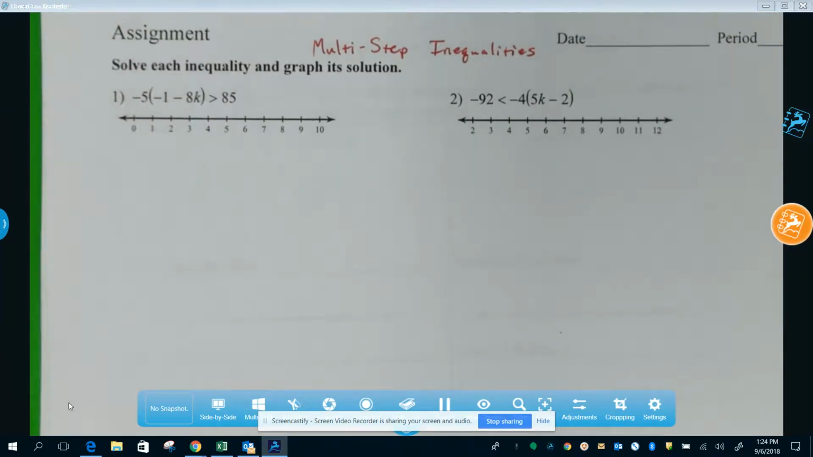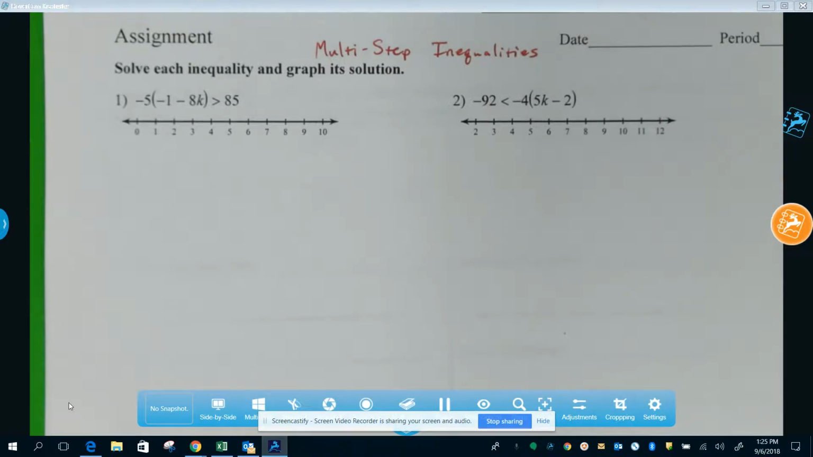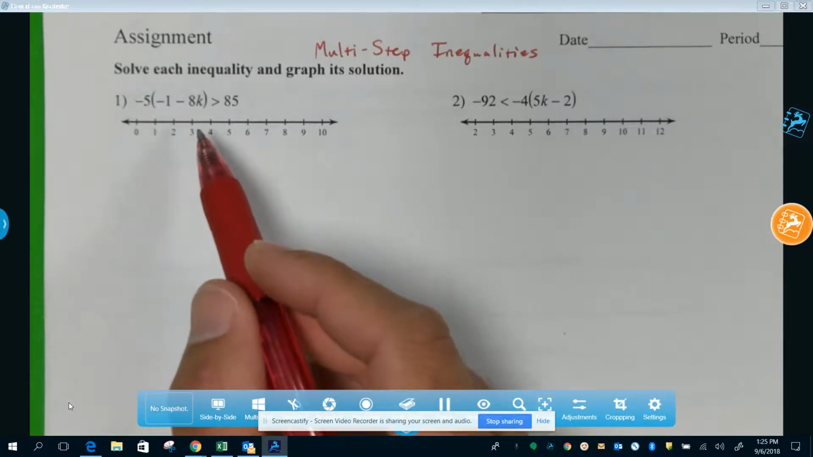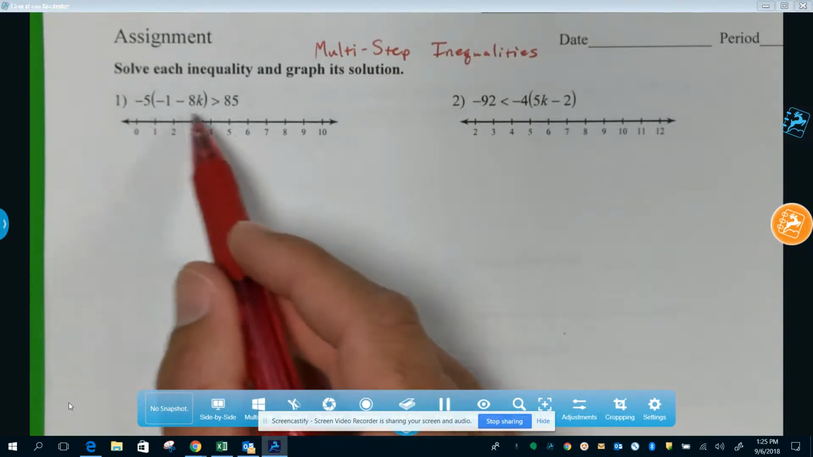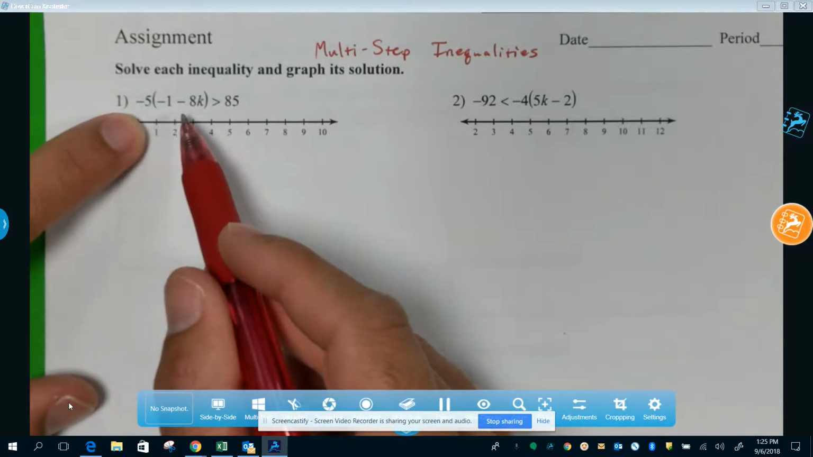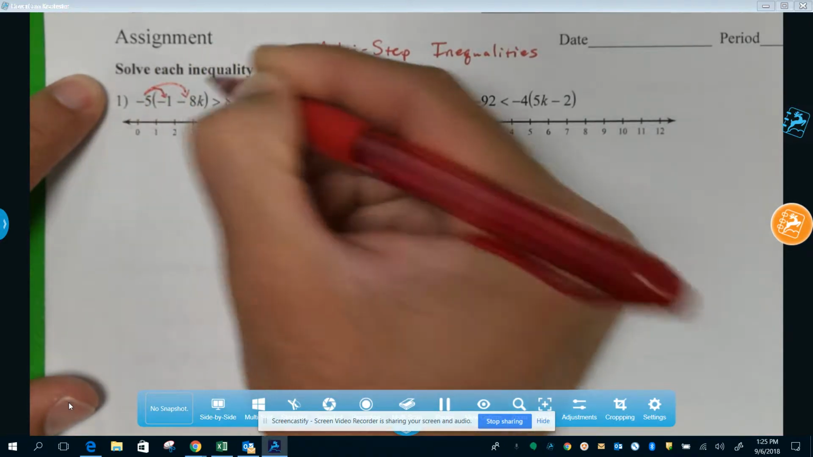Okay, making a video here to show you some more examples of multi-step inequalities and compound inequalities. So we don't have any absolute value bars here, so we are not worried about isolating the absolute value bar. With these inequalities, if we have parentheses, the very first thing we need to do is get rid of our parentheses. So we're going to have to distribute the -5 since it's outside the parentheses.